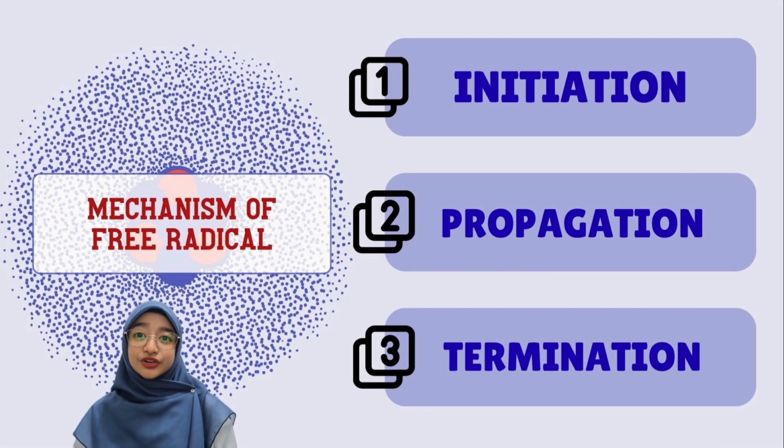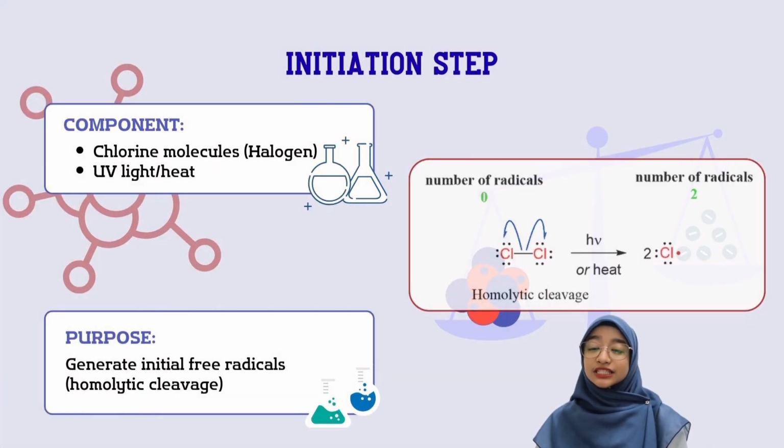The mechanism of free radical reaction consists of three main stages, which are initiation, propagation, and termination. The reaction begins with the initiation stage, where initial free radicals are generated through homolytic cleavage. A halogen molecule such as chlorine is exposed to UV light or heat. The energy supplied causes the chlorine-chlorine bond to break evenly, with each chlorine atom taking one electron from the bond, thus forming two chlorine free radicals. As a result, the number of radicals increases from 0 to 2.